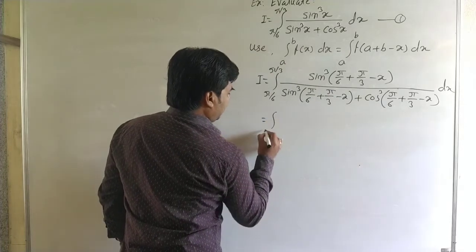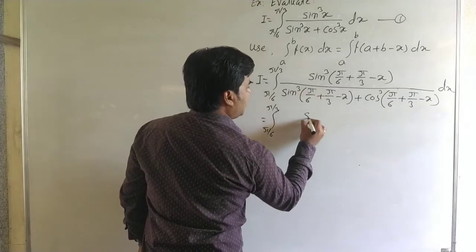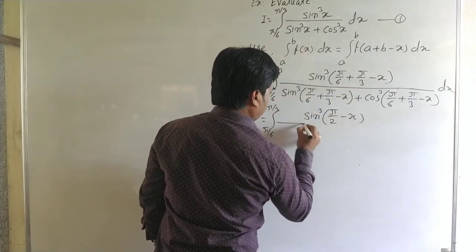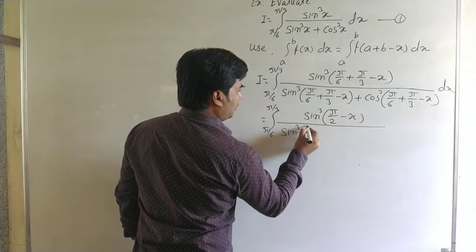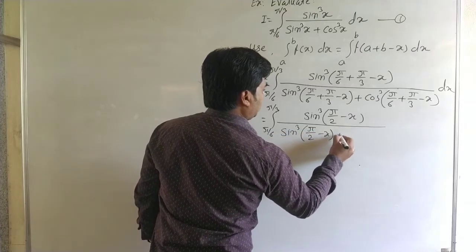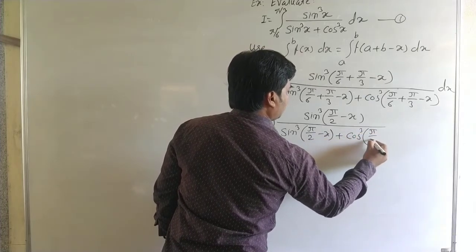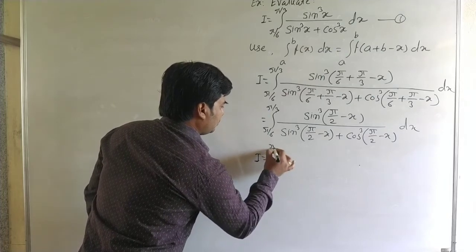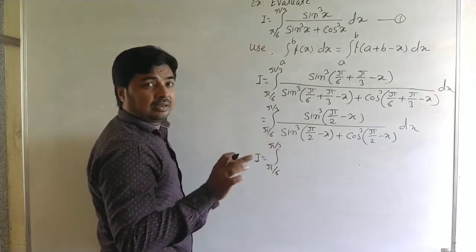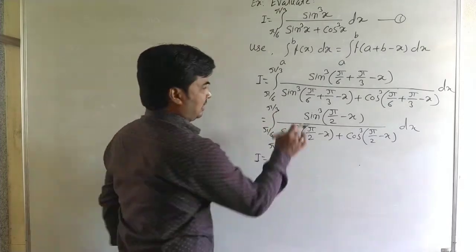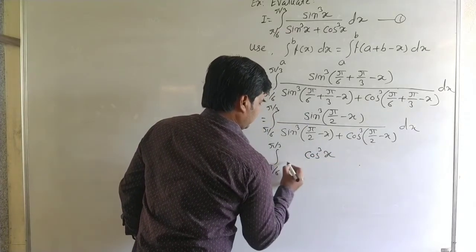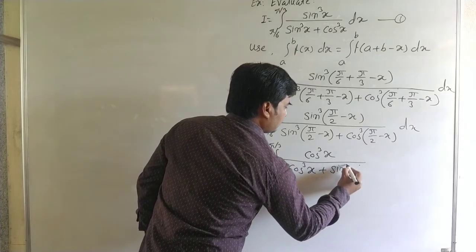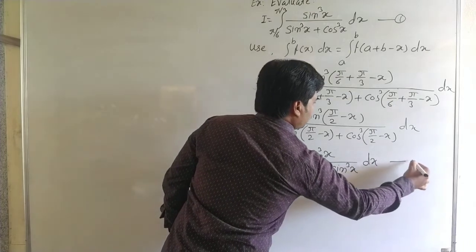Now the integral from pi by 6 to pi by 3: pi by 6 plus pi by 3 is pi by 2. So sine cube of pi by 2 minus x upon sine cube of pi by 2 minus x plus cos cube of pi by 2 minus x dx. Using the allied angle, sine of pi by 2 minus theta is cos theta, and cos of pi by 2 minus theta is sine theta. Here it is a cube, so we write cos cube x upon cos cube x plus sine cube x dx, and this is equation number 2.